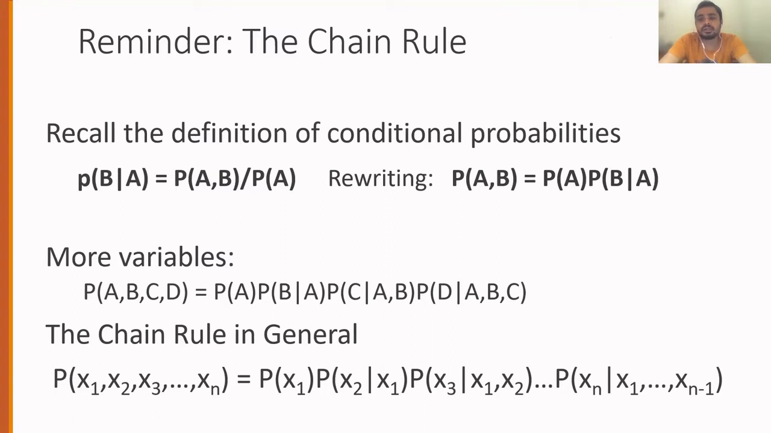This is where the chain rule comes into play. If you recall the definition of conditional probability, the probability of B given A is equal to the probability of A and B, that is the joint probability of A and B, divided by the probability of A. We can rewrite this equation as: the probability of A and B is equal to the probability of A multiplied by the probability of B given A. This can be extended as a chain rule, as shown in the last equation, to n random variables.